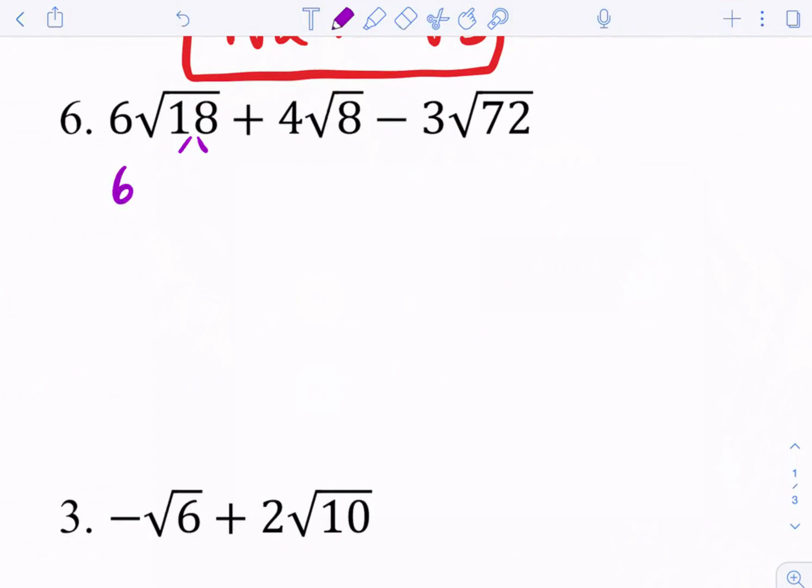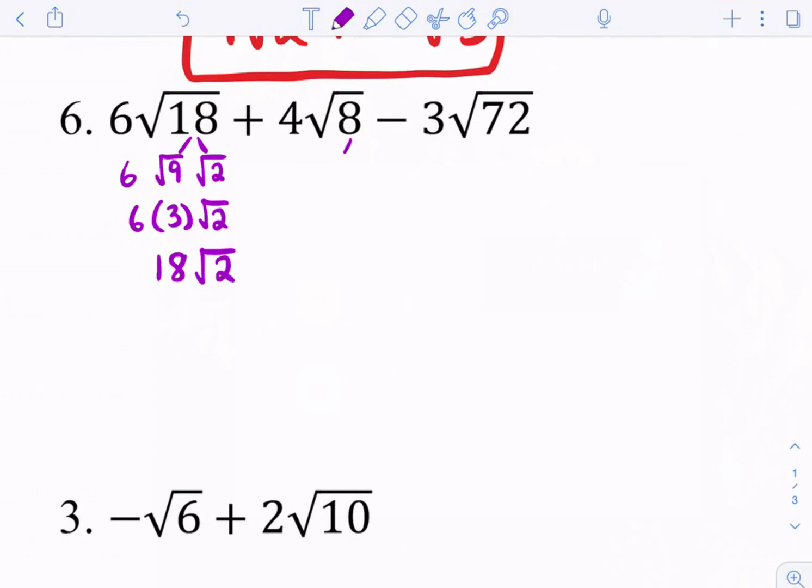Now, when I'm trying to reduce this, the question is, what's the largest perfect square that goes into 18? And if you know your perfect squares, 9 times 2 is 18, where the square root of 9 is 3. We have that rad 2. So really, this simplifies. 6 times 3 is 18 radical 2. All right, let's keep going.